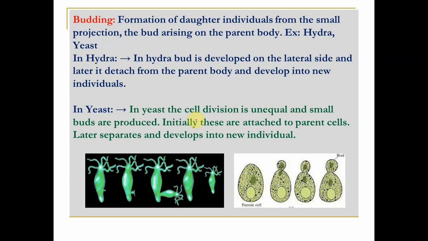In yeast, the cell division is unequal and small buds are produced. Initially these are attached to the parent cell, later separate and develop into a new individual. Here one thing is different: hydra is a multicellular organism and yeast is a unicellular organism. In a unicellular organism the single cell is there, but the division is unequal, unlike binary fission. In binary fission, the parent cell divides equally. But in budding in a unicellular organism like yeast, the division is unequal, so small bodies develop on top of the parent cell, which later grow in size, detach from the parent cell and develop into a new individual. So this is the difference between hydra and yeast with respect to budding.